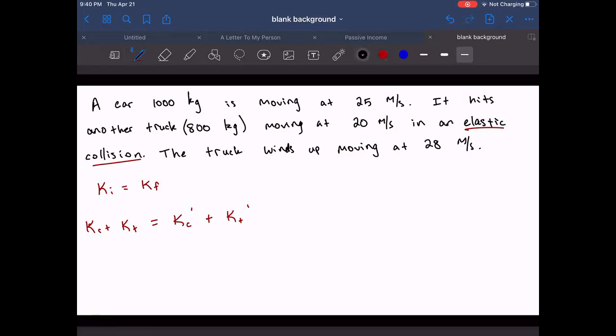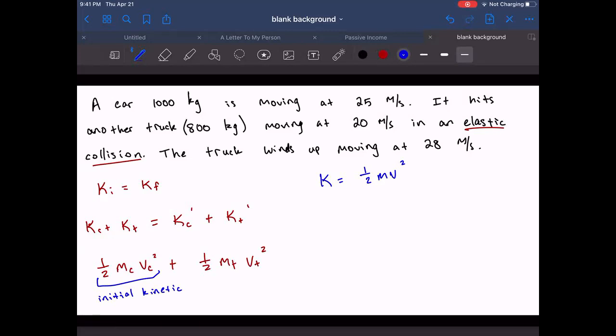We always know in general that, this is why it's good to know about your subscripts and all these things. The primed I use for final sometimes. But that gives you 1/2 MC VC squared plus 1/2 MT VT squared. This is the initial. Does it help if I write what it is in words, or are you following along? If you can write it out, I think that's a little bit more helpful.